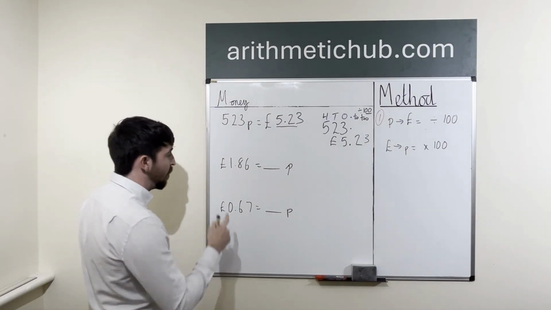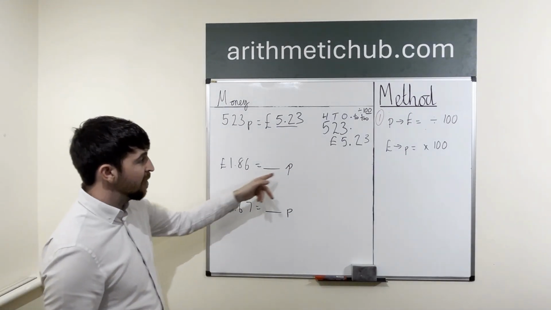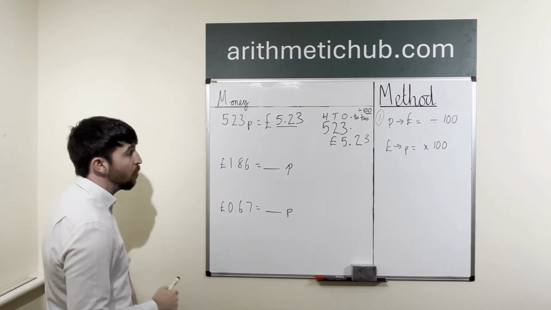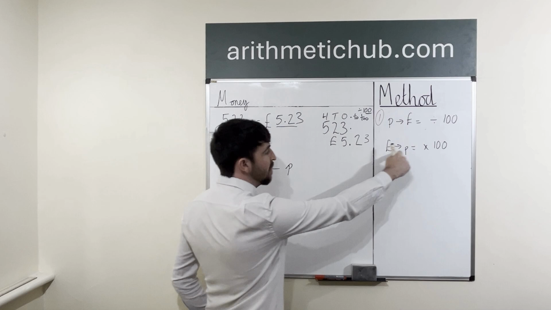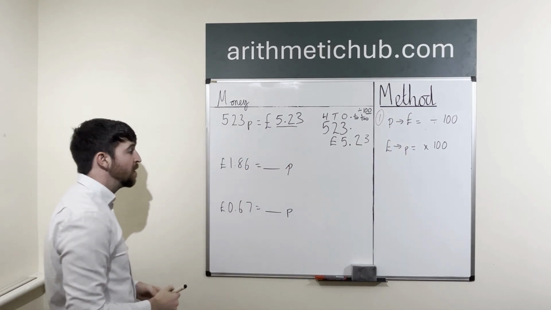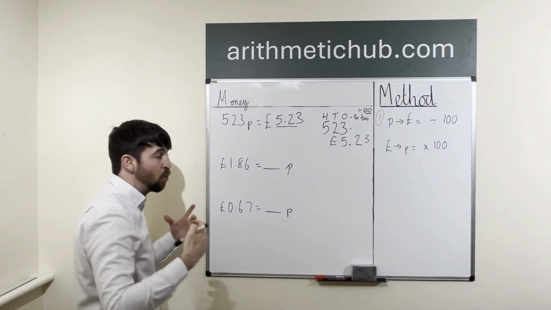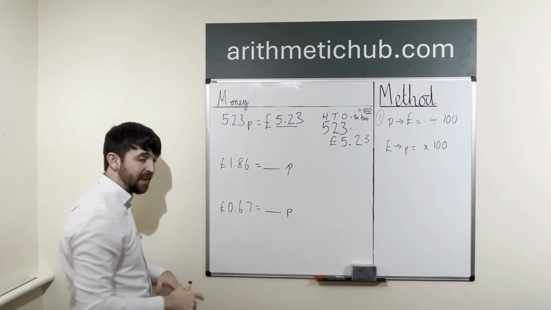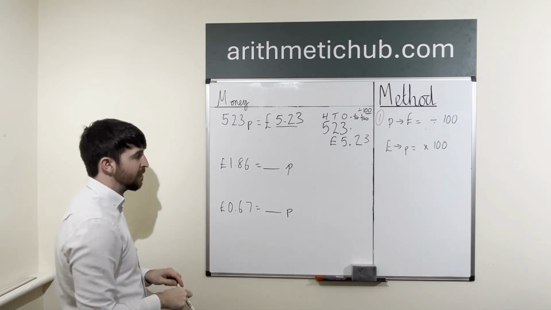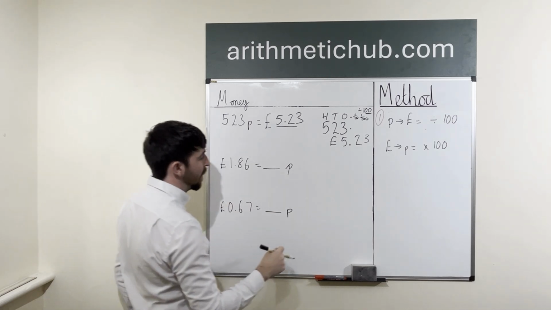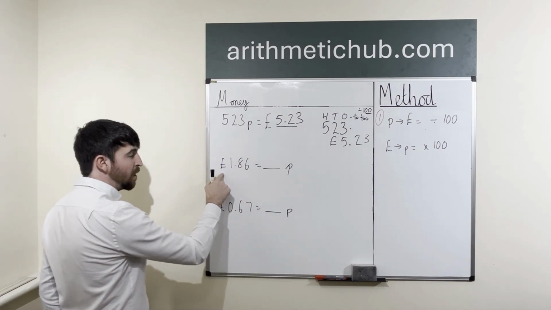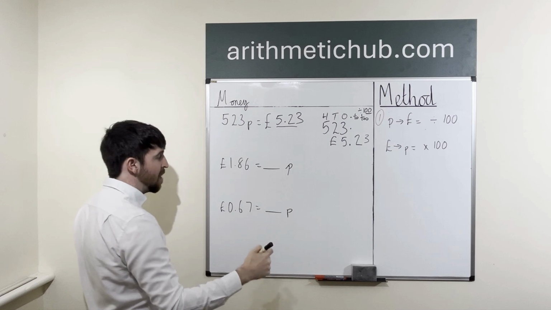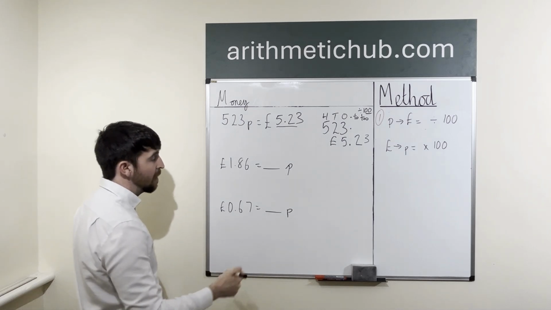Right, let's have a look at this one then. So £1.86 we're converting into pence. So we have £1.86, we're converting it from pounds to pence, and we know to get from pounds to pence we need to multiply it out so that our answer, rather than having pounds in and pence in, is all in pence. So if we've got £1.86, we're moving from a bigger unit of measure to a smaller unit of measure. When we do that, we know we need to multiply.